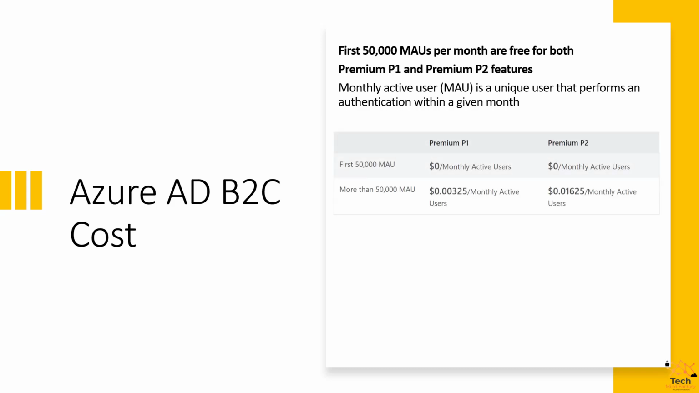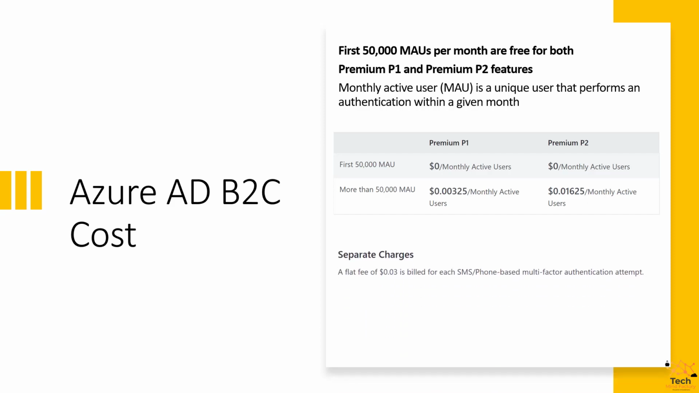And of course, this is the table that we will find in the official documentation and official website of Azure AD B2C. So the first 50,000 monthly active users are free for both licenses, P1 and P2. But there is a cost when there are more than 50,000 monthly active users. To make it easier to estimate this cost, I will avoid discussing this table here. I have two samples that I prepared to make it easier to understand the cost calculation.